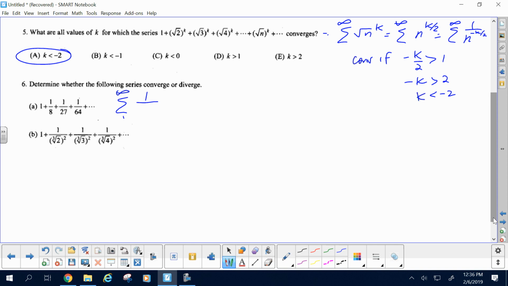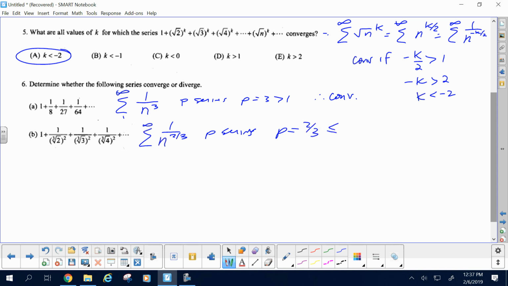What's the series we're looking at there? 1 over n cubed. P series, p equals 3 is greater than 1, so converges, yes? What about the next one? Is it a P series? What is the power? 2/3. Yes. That is a P series with p equal 2/3, which is less than or equal to 1, so it diverges. All right. Okay, cool. That's that.